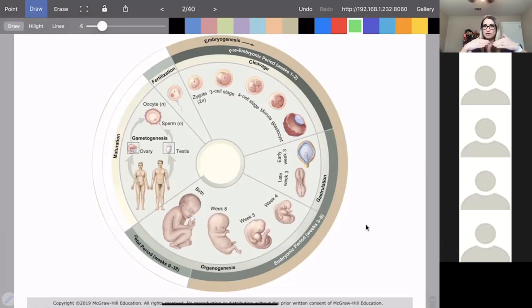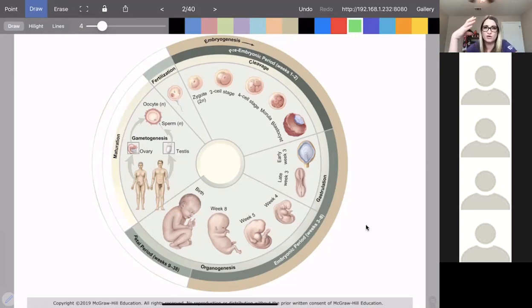Right underneath the zona pellucida, you have the plasma membrane of the cell. As the sperm gets through the zona pellucida and comes in contact with the oocyte's plasma membrane, their plasma membranes will fuse and the nucleus from the sperm will enter the cell. Okay.